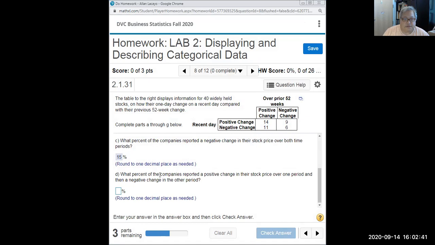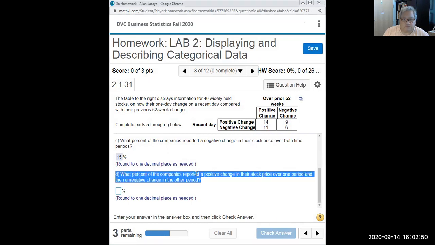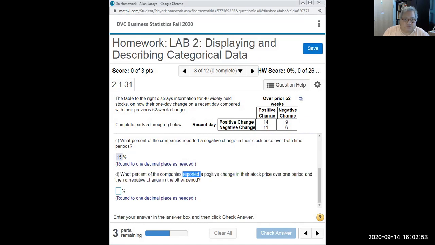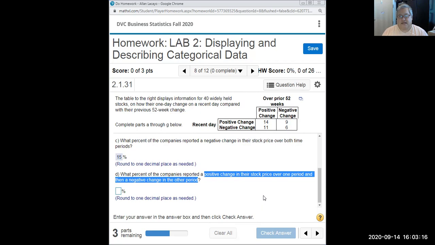What percent of the companies reported... Reported is the verb, the benchmark is all the companies, so it's out of 40 stocks, so it's going to be a percent of total. And I'm looking for a positive change one way with a negative the other. So that's my object. It's a very complex object because it counts any stock that suffers a positive change one way combined with a negative change the other way.